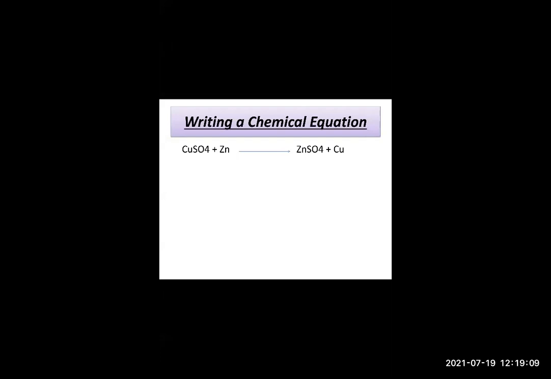Concentrated means very strong nitric acid. If you are using dilute nitric acid, you will write dilute below the reactant, below nitric acid. So this way, these are some of the ways of writing the chemical equation.